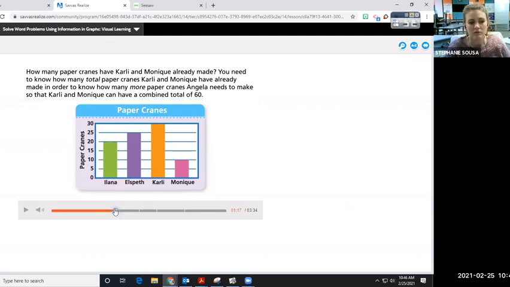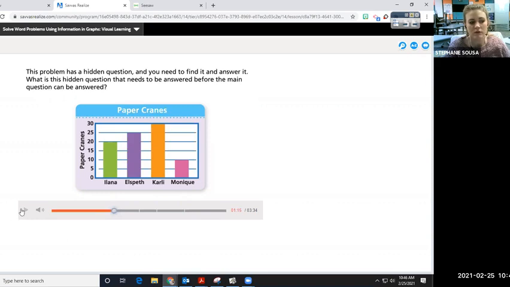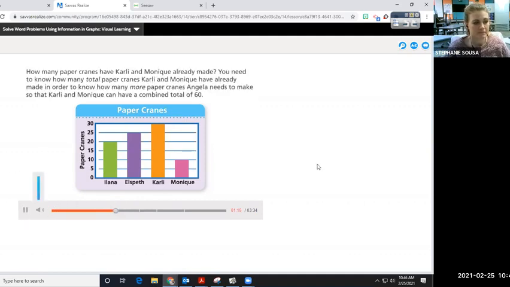Okay, so we have to figure out, first of all, how many the two girls made together before we can figure out how many more they need. So this is a two-step equation. We'll add the girls together, then we'll subtract that total from our 60. How many paper cranes have Carly and Monique already made? You need to know how many total paper cranes Carly and Monique have already made in order to know how many more paper cranes Angela needs to make so that Carly and Monique can have a combined total of 60.